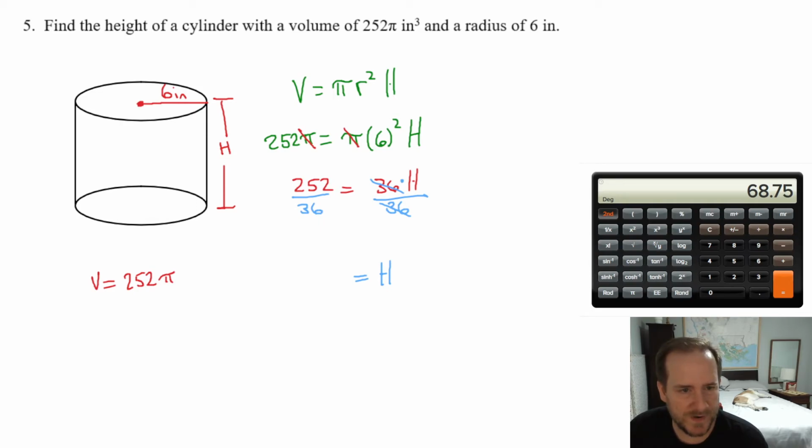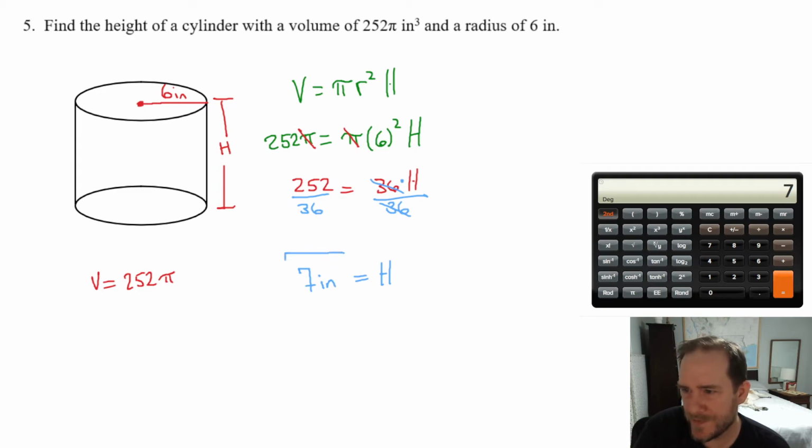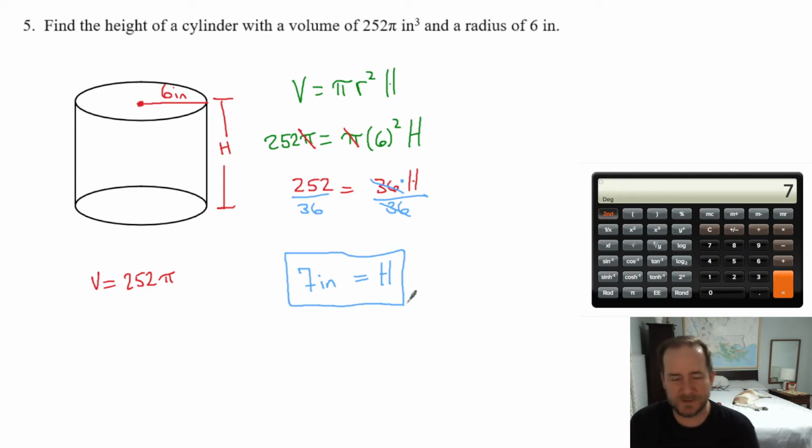So we go to our calculator, clear this out. 252 divided by 36 is 7. So 7 is going to be inches, because the volume is cubic inches, but the height will just be in regular old inches. So let's try the next one.